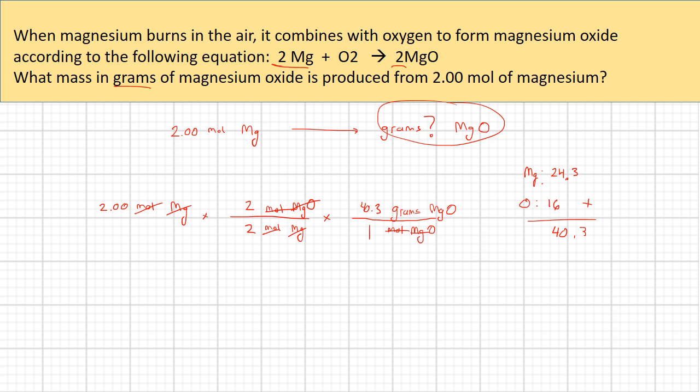Now, if you look, it's actually not that difficult of a math problem. We've got 2, and then we've got 1, so 2 times 1 times 40.3 over 1, which is 40.3. So simply, you're just going to multiply by 2, but you will end up with 80.6 grams of magnesium oxide, which, if I've done my sig figs right, that should be correct. So that is that problem.